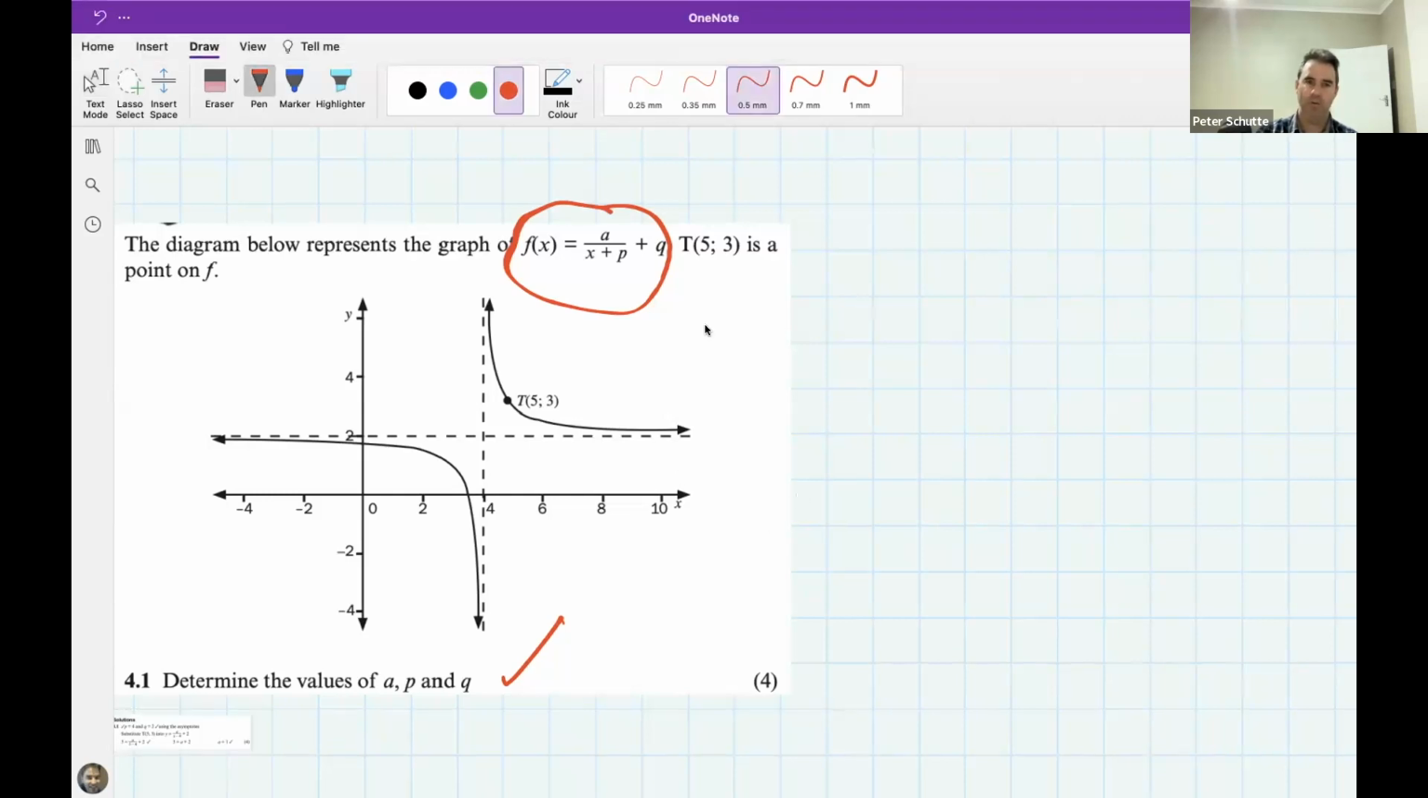So we're trying to work out what is the equation of this graph. What did we do last time? I think we looked at the asymptotes first. That was our thing.